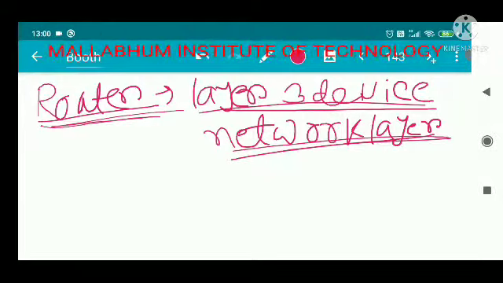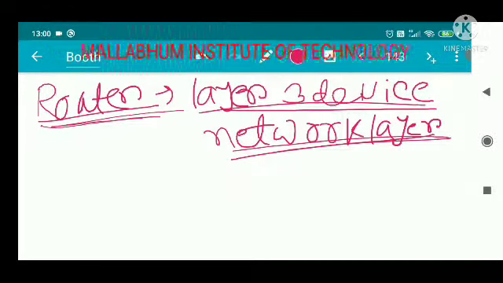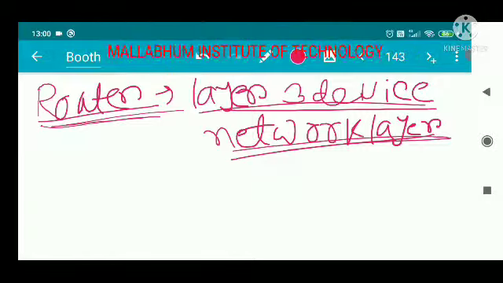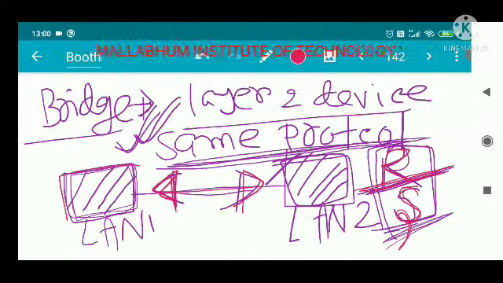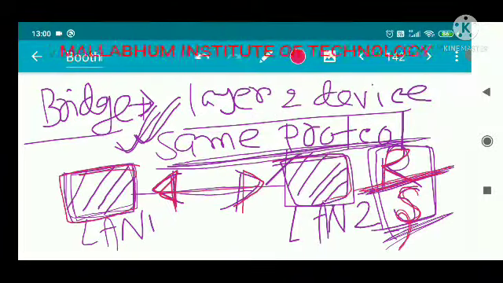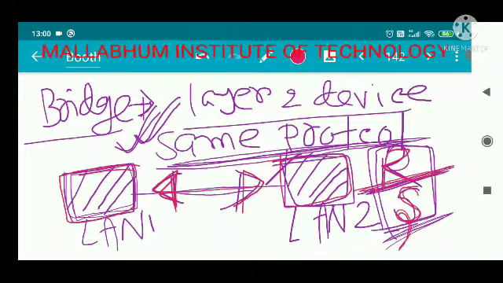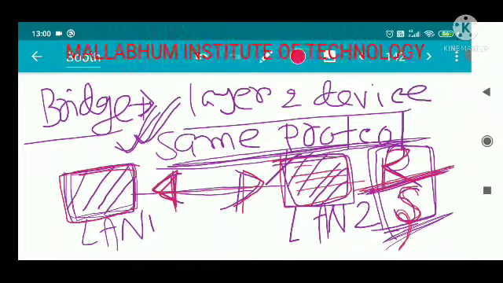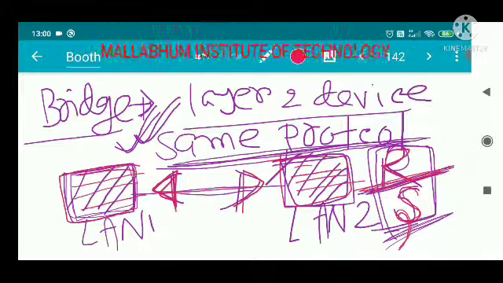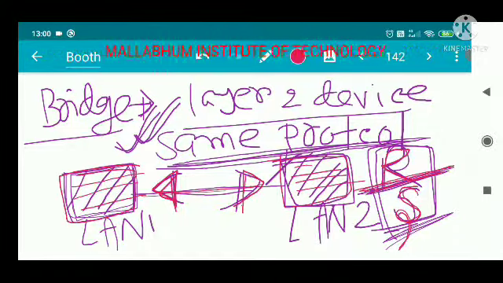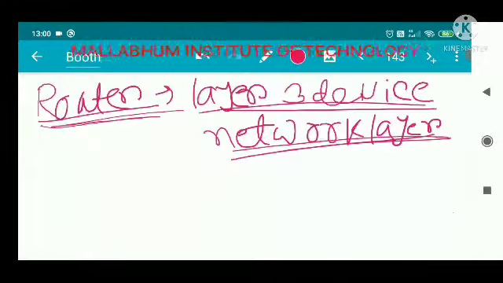Now the function of the router: what are the disadvantages of the bridge? A bridge can only connect two networks. This is network 1, this is network 2, and within those networks different stations are situated, but these two networks run with the same protocol. So the bridge can connect these two, but it cannot connect devices otherwise.